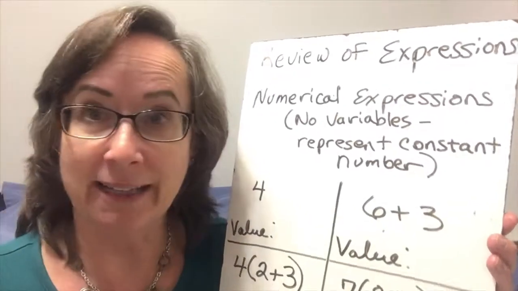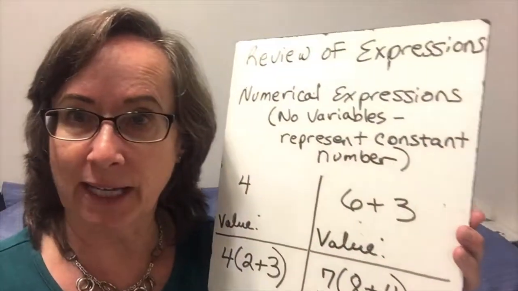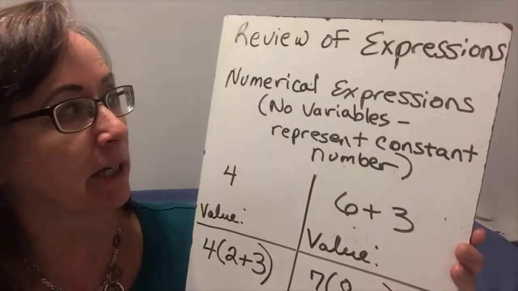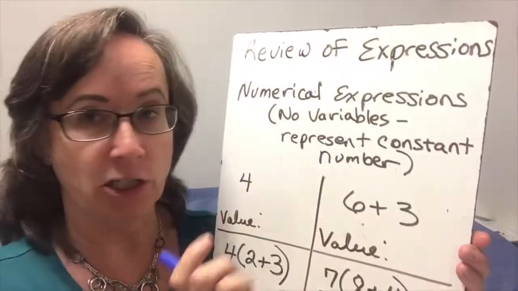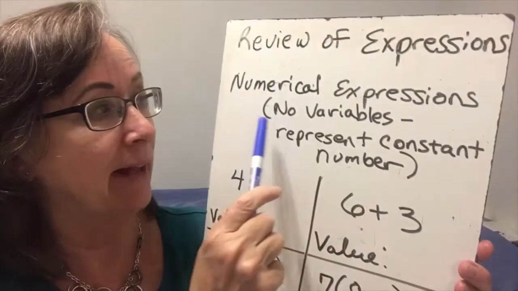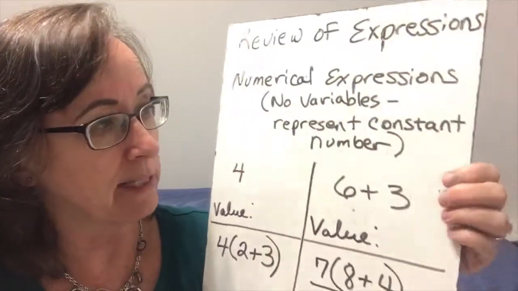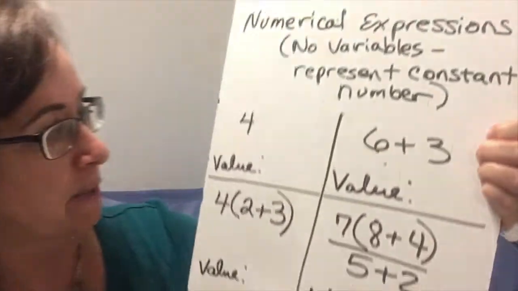Now, we are on lesson 22, which is a review of expressions. So first, we're going to talk about numerical expressions. And numerical expressions stand for numbers. And no variables, they represent a constant number. So let's look at some numerical expressions.